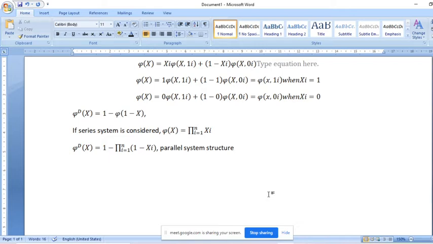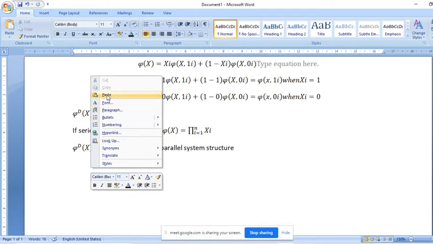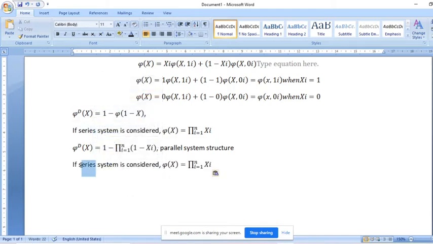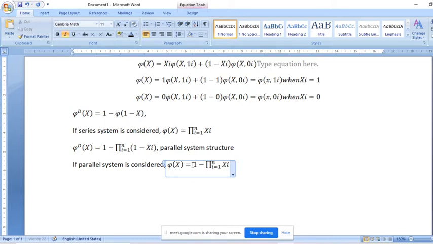Now we consider the structure function of a parallel system. If a parallel system is considered, what happens? Then phi of x will be 1 minus the product of 1 minus xi. This is the structure function of the parallel system.